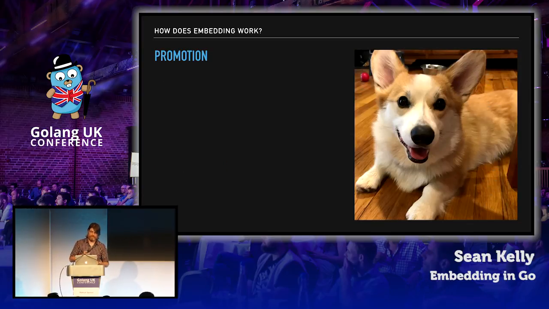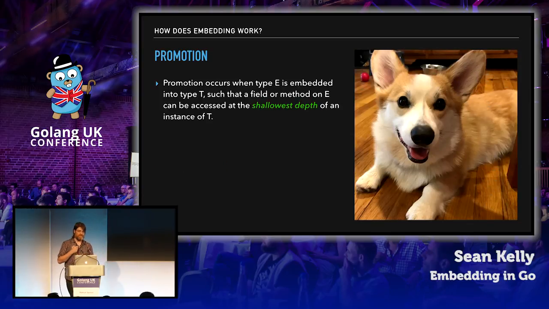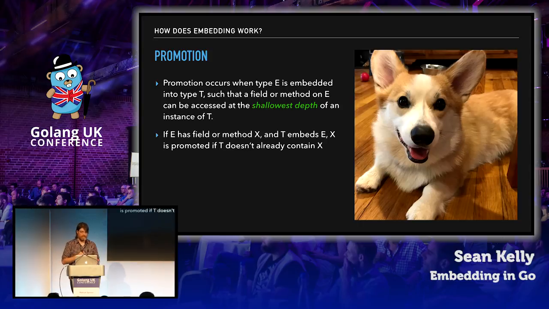Promotion occurs when type E is embedded into type T, such that a field or method on E can be accessed at, again, the shallowest depth of an instance of T. And I know I'm using a lot of single letter struct names here, and this comes directly from the spec. They're very abstract and concise for a reason.